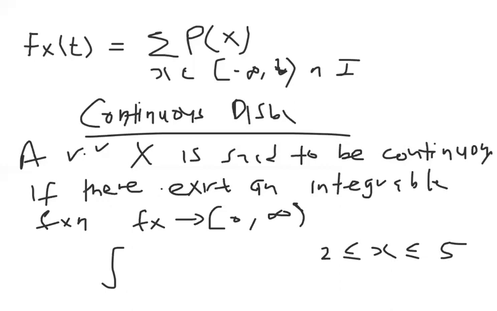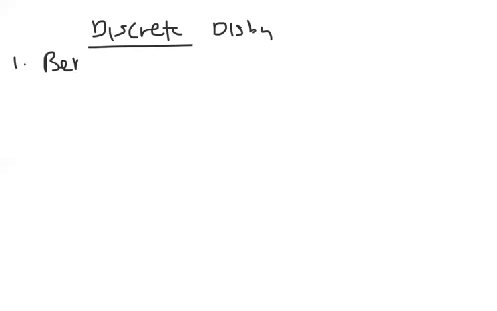Now, let's look at the basic examples of discrete distribution. When we come to discrete distributions, let's say we have the Bernoulli distribution. With the Bernoulli distribution, what it means is that you always have two possible outcomes. Let's say you perform an experiment once.